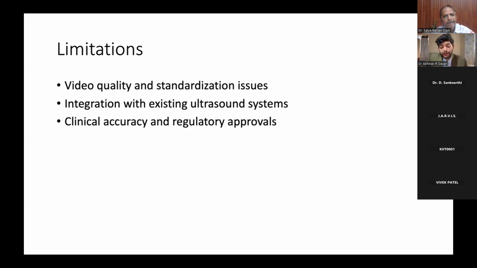And integration with existing ultrasound systems is a very big limitation, which I feel because many ultrasound machines are there which are 10 years old, 15 years old, 20 years old. What is my proposal is if we can standardize the video quality and frame rate, we can take those files, process in a different computer, and get the results. And clinical accuracy is also a question now because clinicians' idea is different from an artificial intelligent idea. And there are also government regulatory approvals if we can use it on a day-to-day basis or not.